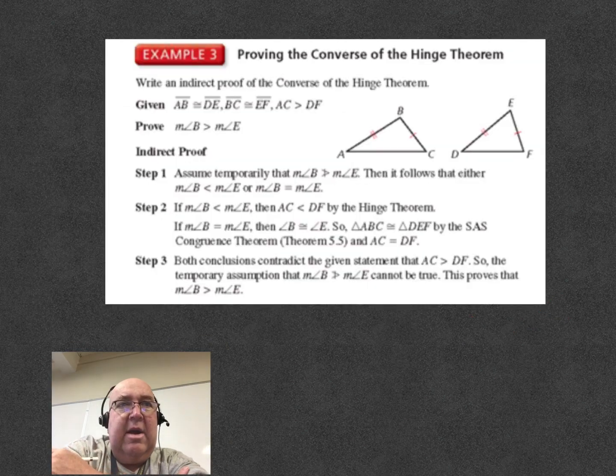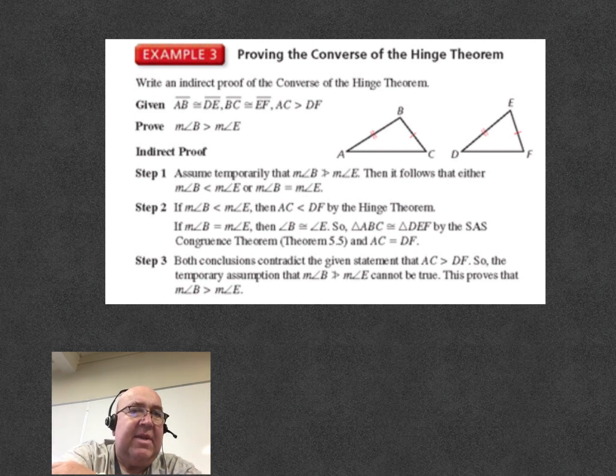Alright, this proof is already worked out. It's an indirect proof, so what they started with is assuming temporarily the measure of angle B is going to be greater than the measure of angle E. So they assumed the opposite, and then they went and found proof that that's not true. So that's an indirect proof.